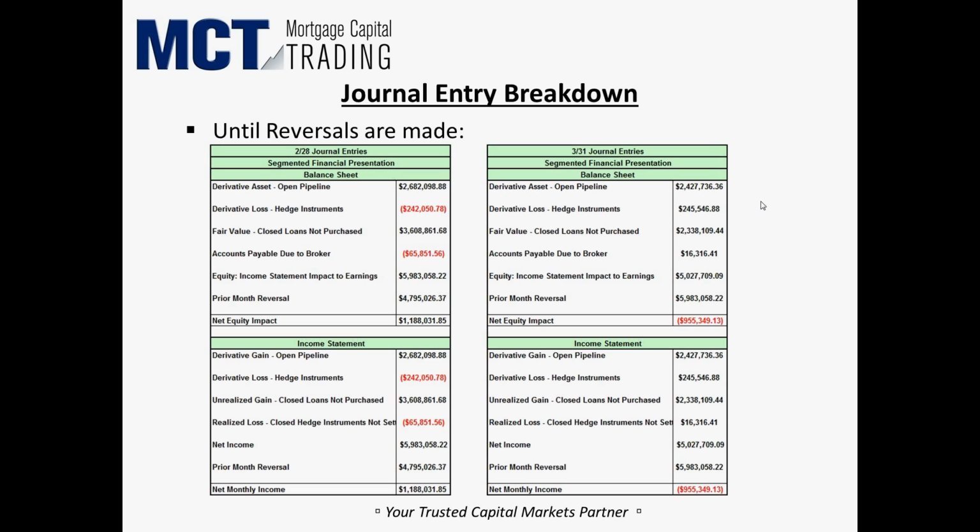We have a nice positive net equity impact at the end of February of $1.1 million. And at the end of March, we have a net negative equity impact of $955,000. Now, everybody on the call probably realizes which of those two month ends is going to be more concerning to the customer, to you on the phone, and which will probably elicit a call from you to myself or some of our traders.